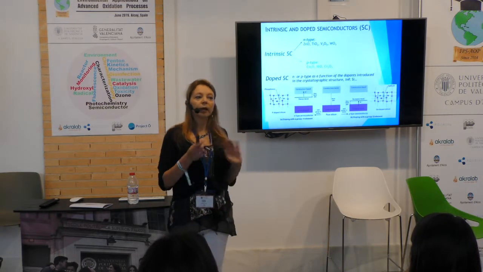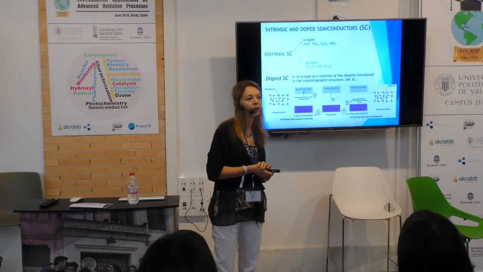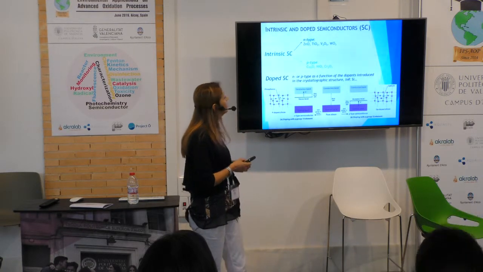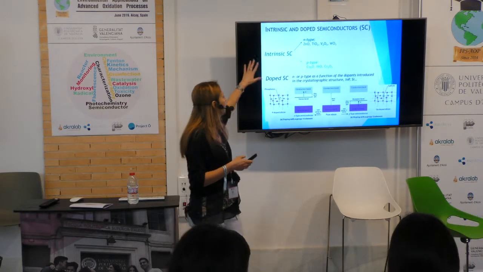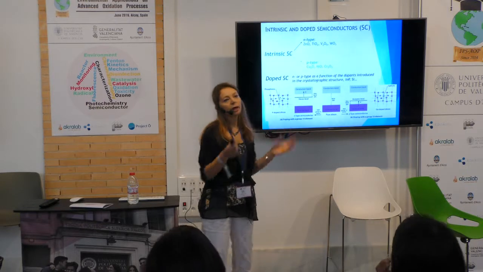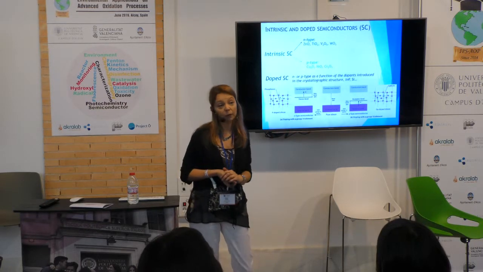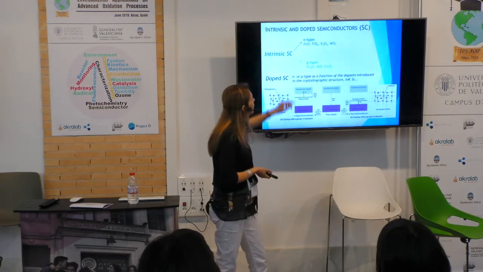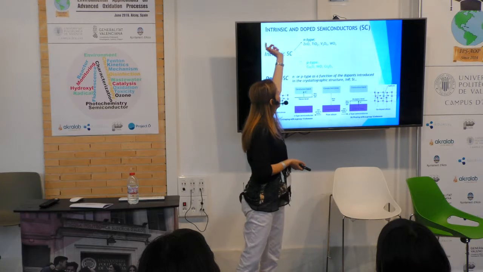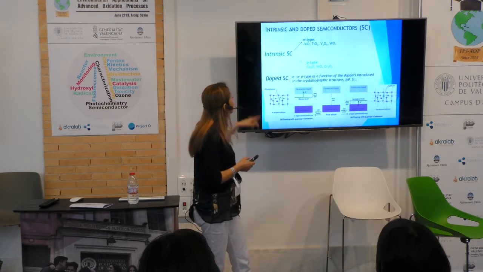We can have essentially two main kinds of doped semiconductors. The first one are the intrinsic doped semiconductors, and within this category falls most of the semiconductors that are frequently used in photocatalysis. We can recognize as N-type titanium dioxide, zinc oxide, as P-type, for instance, copper oxide.